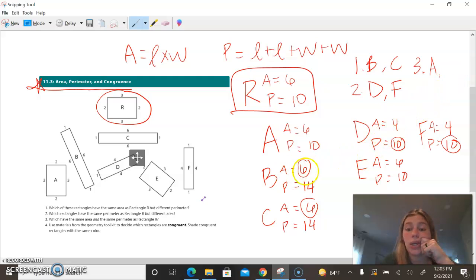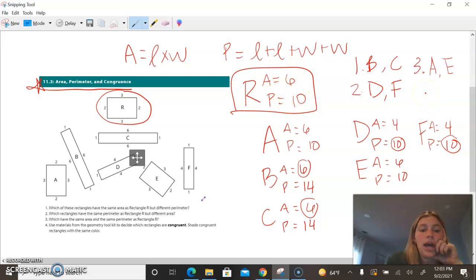And then B we already know doesn't, C we already know doesn't, D we already know doesn't. E though does have the same area and the same perimeter as well. So we'll put E here. And F we see doesn't have the same area and perimeter, okay?